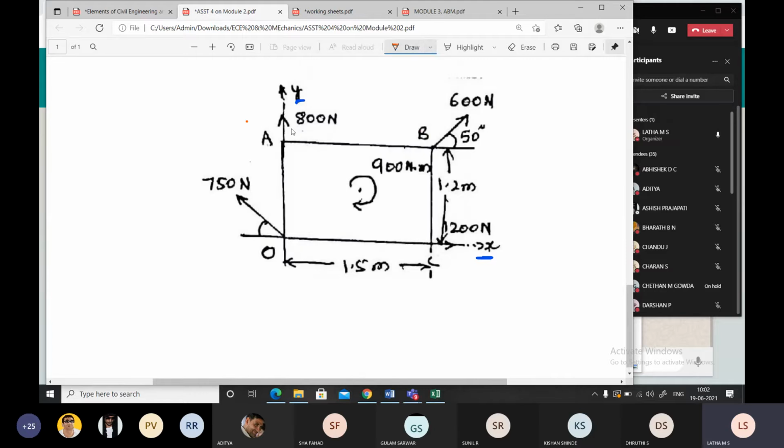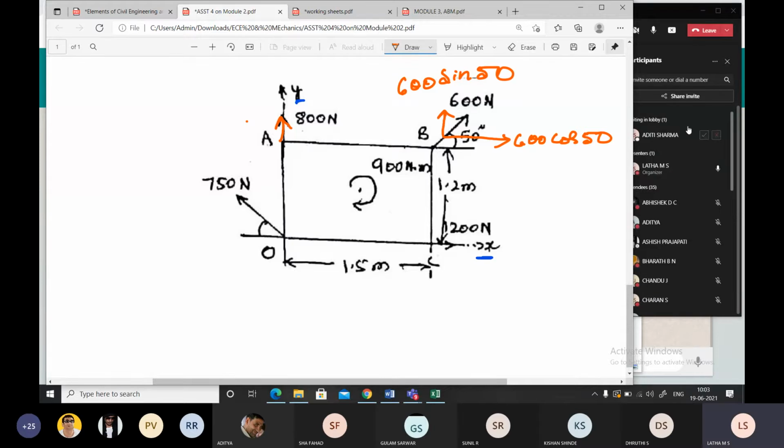Now, you find this 800 is exactly vertical. There's no resolution required. This 600 is inclined at an angle of 50 degree. So you have to resolve this. Tell me the horizontal component of 600 Newton inclined at 50 degree. 600 cos 50, ma'am. Yes, very good. 600 cos 50. And this will be 600 sin 50.